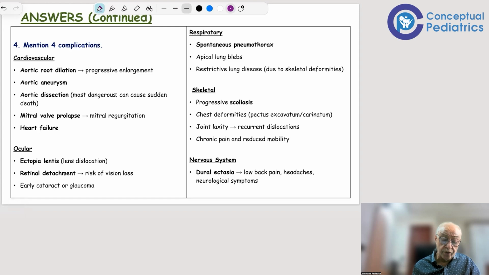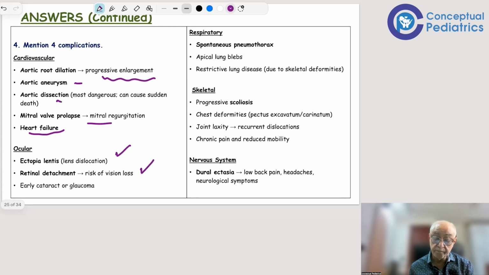So what could be the complications? The last question which I asked was, the complications in Marfan could be cardiovascular, ocular, respiratory, skeletal, nervous system. Basically, aortic root dilatation, so there is a progressive enlargement. There could be aortic aneurysm, aortic dissection, mitral valve prolapse, and the children can go into heart failure. In the ocular system, ectopia lentis, retinal detachment can also occur, and there could be cataract as well as glaucoma.